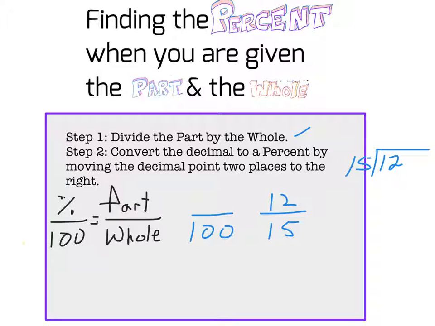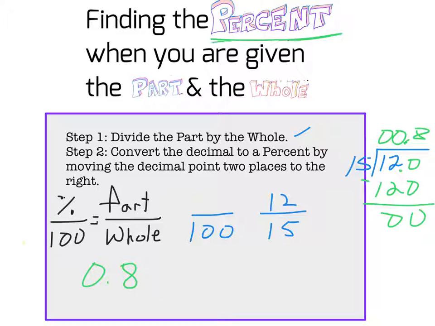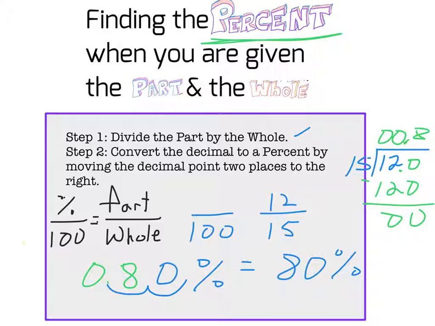I want to make it 12.0 because I know 15 does not go into 12. So 15 doesn't go into 1, doesn't go into 12, but it goes into 120. And if I do this right, I believe it goes evenly 8 times into 120. So 15 times 8 should get me 120, and it will zero out. So I've turned it into a decimal. The decimal is 0.8. But remember, we want this as a percent. So we're going to move the decimal point 2 places to the right, 1, 2. And that turns this into 80%. So that is how we get a part and a whole, and we turn that into a percent.